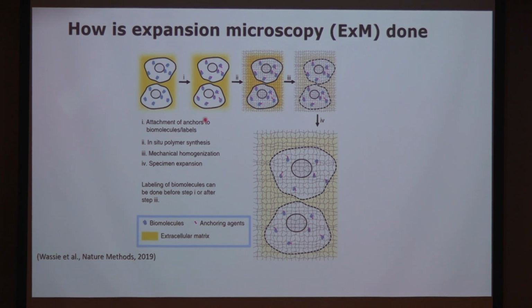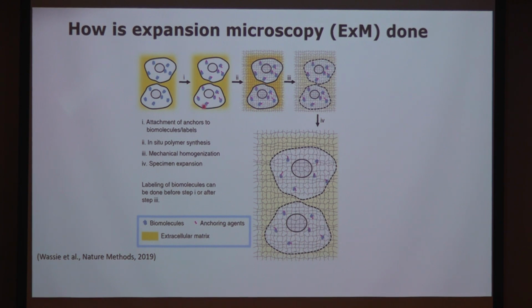So for example, if you're interested in visualizing a protein or different proteins in your sample, you have to anchor all the protein to this molecule. And this pink anchoring agent is a molecule that's able to interact both with the biomolecule that you're trying to see and the hydrogel that you will synthesize later.